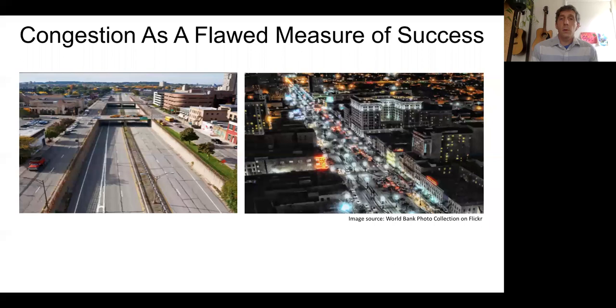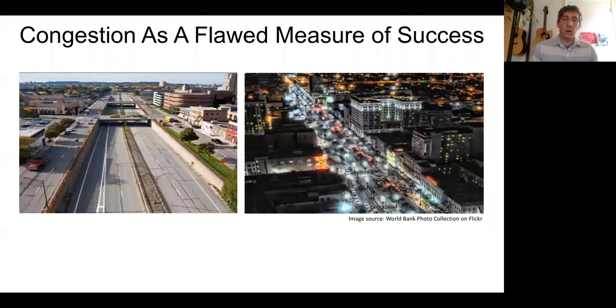You can see here on the left that according to how we measure transportation success, that's an A+. That's a roadway that cuts through a community, Rochester, I believe. And there's no traffic, it's free flow. That's an A+. On the right, there's traffic, there's stoplights, there's people, there's buses. That would be a failure because cars sitting there are delayed. We would argue that the community on the right might be more economically vibrant, at least in that photo. And we can talk a bit more about why we have to have a different measure of success.